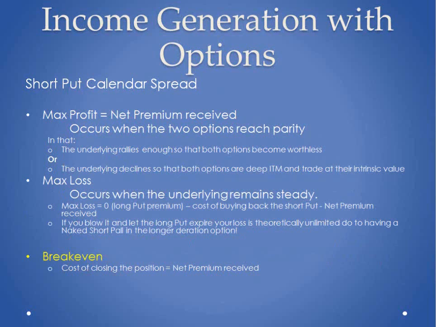And the break-even is going to be the cost of closing the position when it's equal to the net premium received. Now remember, we're going to know what our net premium is when we enter into this contract, but we'll never really know exactly where the break-even is, because the break-even is going to fluctuate a little bit. The cost of closing that position is going to go up and down.